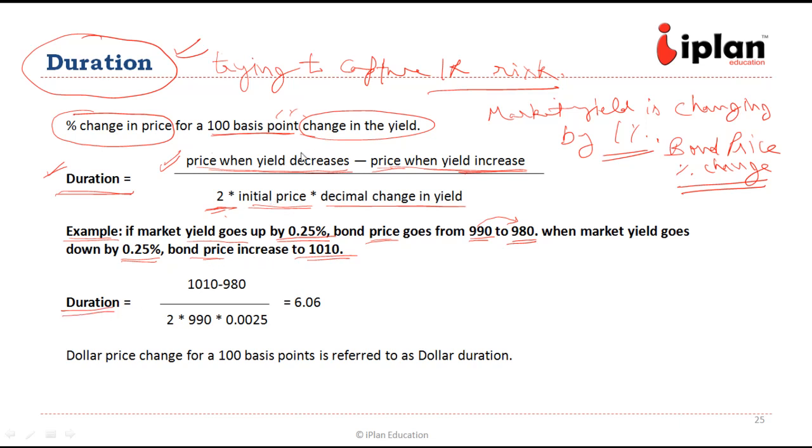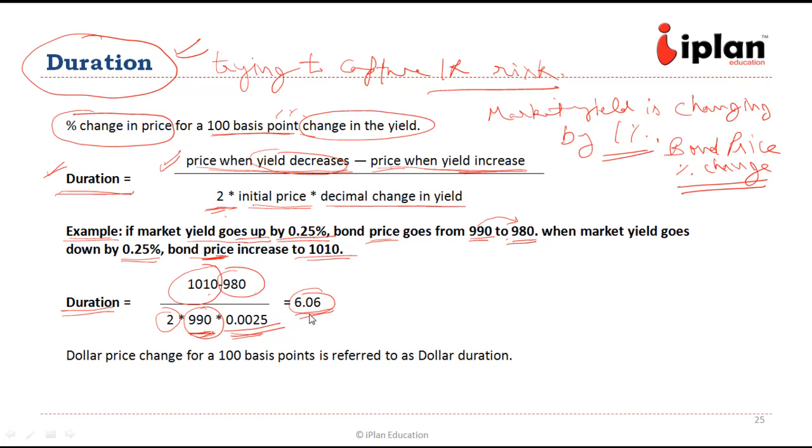When yield decreases, the bond price rises to 1010, and when the market yield goes up, the bond price comes down to 980. So this is the difference divided by 2. This was the price at the starting, and this is the percentage. 0.25% is 25 basis points, so here we have written it in decimal, so it is 0.0025, and the answer is 6.06.